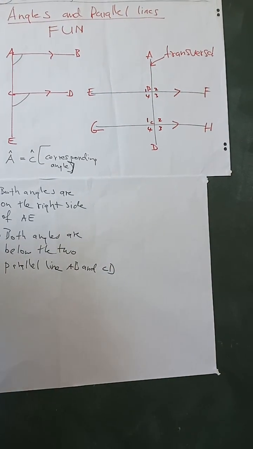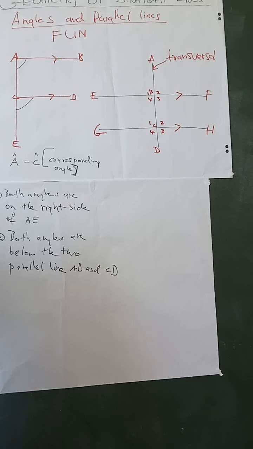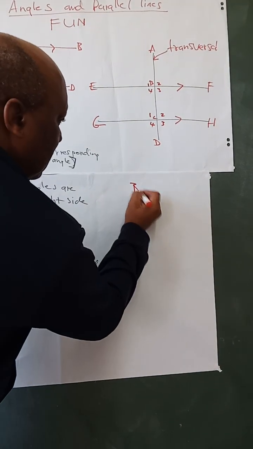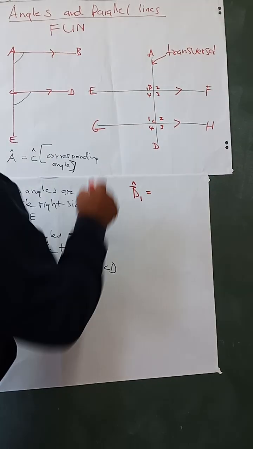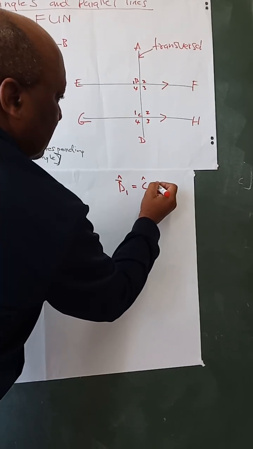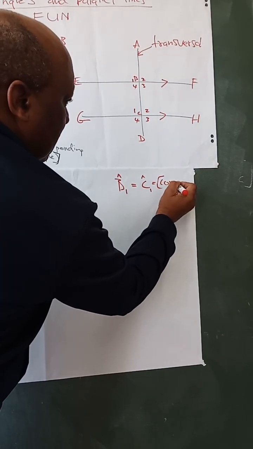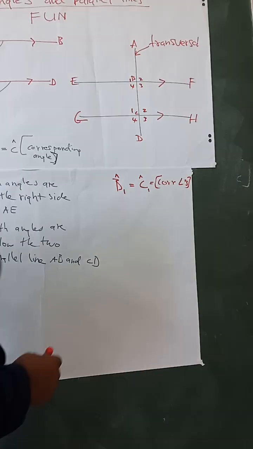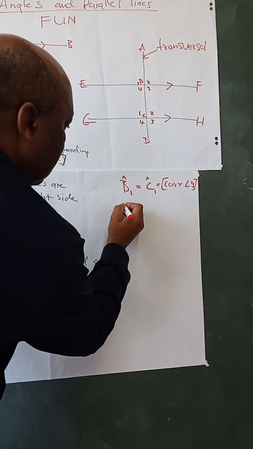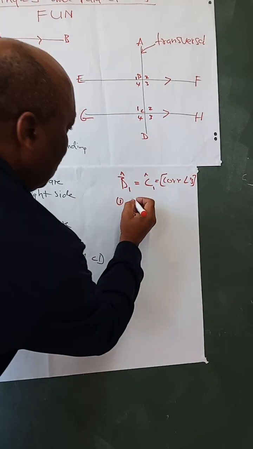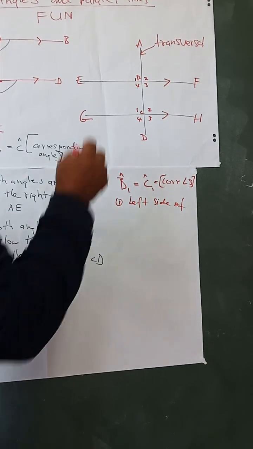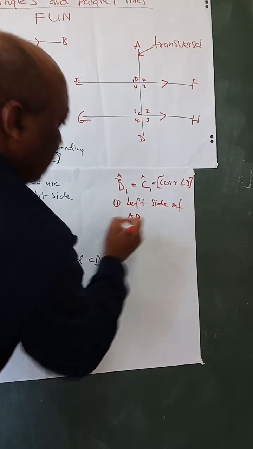Now, let's look at corresponding angles. For example, angle B1 is equal to angle C1. Reason: corresponding angles. Now, both angles B1 and B2 are on the left side of a transversal AD.